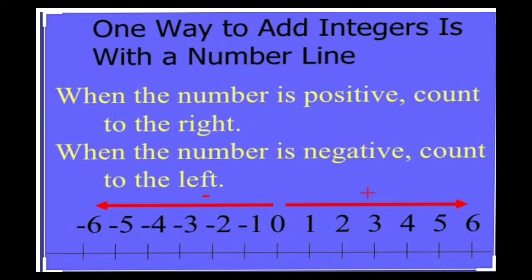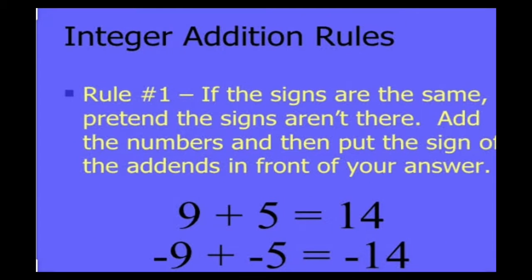Now let's learn addition of integers using rules. So rule number 1: if the signs are the same, pretend the signs aren't there. Add the numbers and then put the sign of the addends in front of your answer.